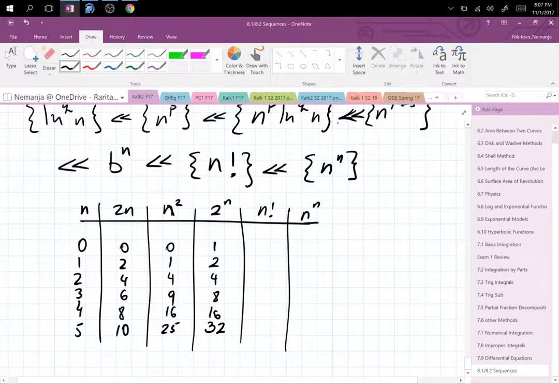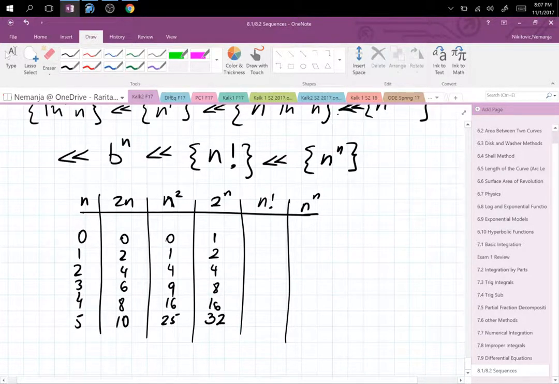So 2 to the 0 is 1, 2 to the 1 is 2, 2 squared is 4, 2 cubed is 8, 2 to the 4 is 16, 2 to the 5 is 32. We see that this one is definitely faster than both of the previous ones. And now we get to n factorial.